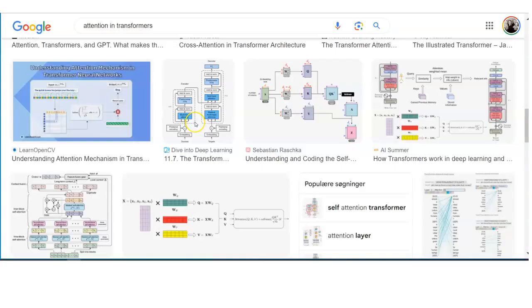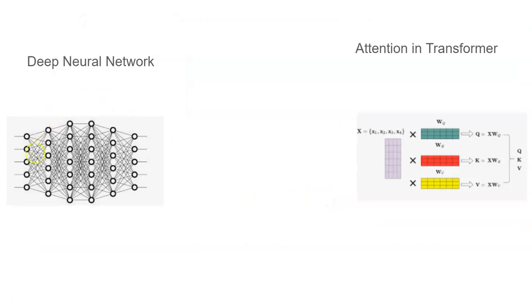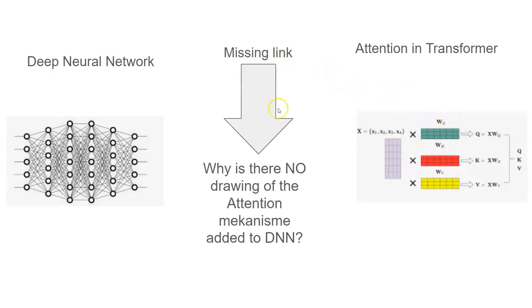And then if you search attention transformer, you get something like this, where the focus is matrix multiplications. And if you say attention and deep neural, it's no help here. So we have deep neural network, which is relatively easy to understand, which use lines and nodes, and attention transformer use matrix multiplication. So there's a missing link.